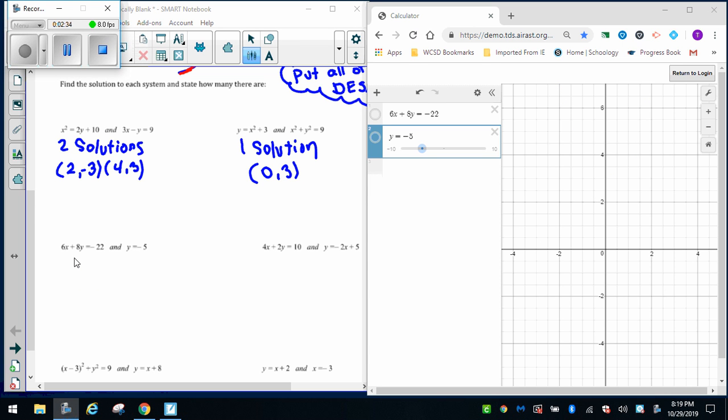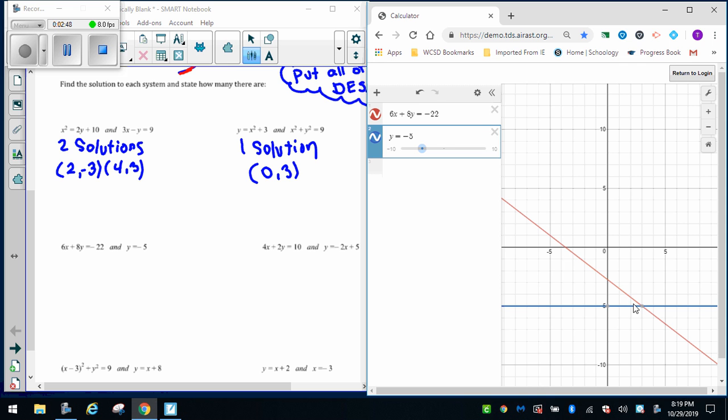The next example shows these two equations, 6x plus 8y equals negative 22, so we put it in Desmos, and it's a straight line. And then the second equation is y equals 95. Again, play with your zoom to find where they cross. And it looks like this case is only one solution, and the answer to the solution is 3, negative 5.